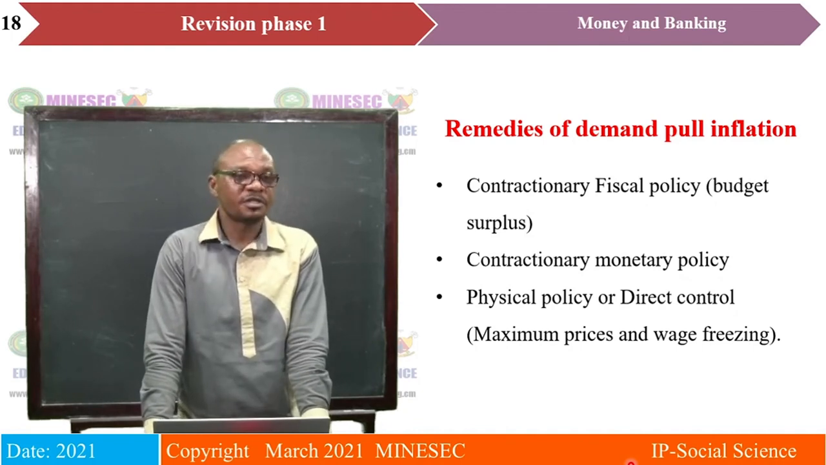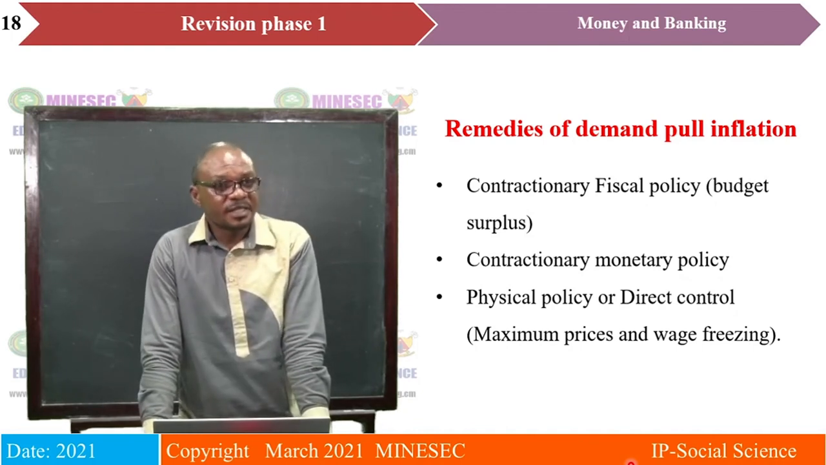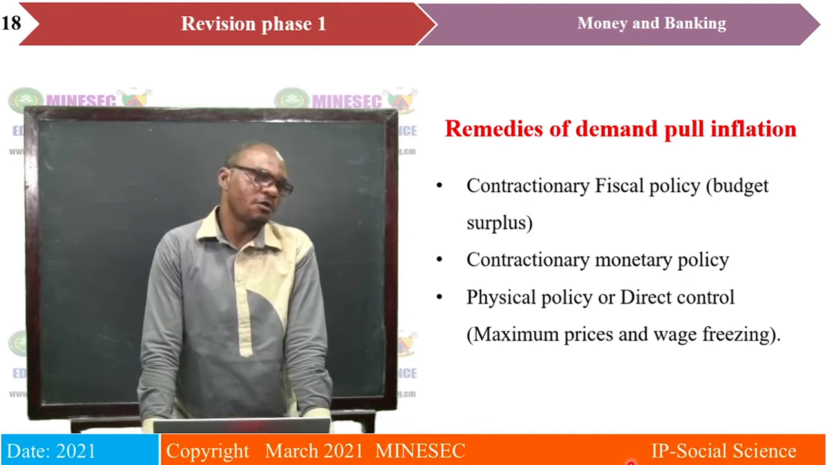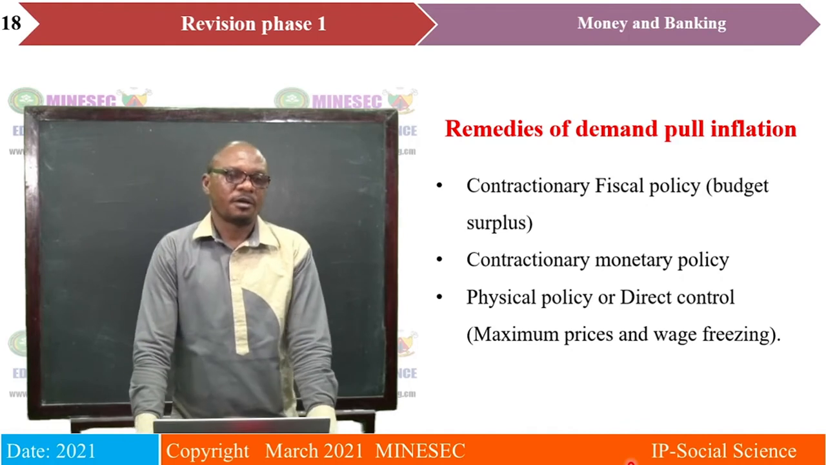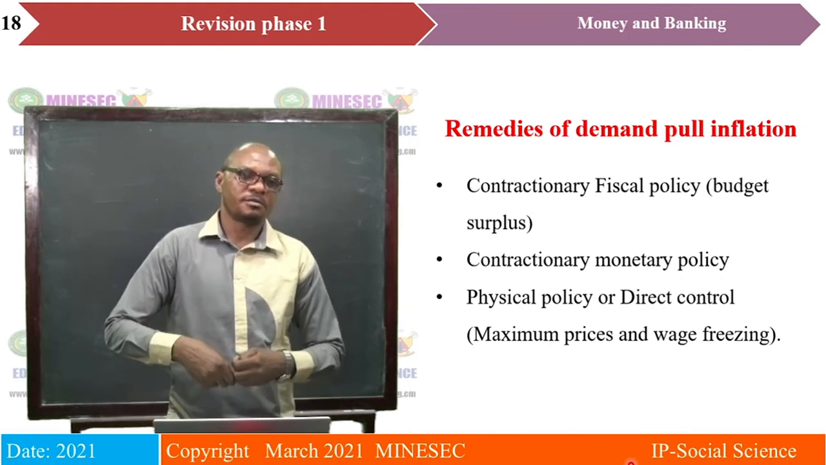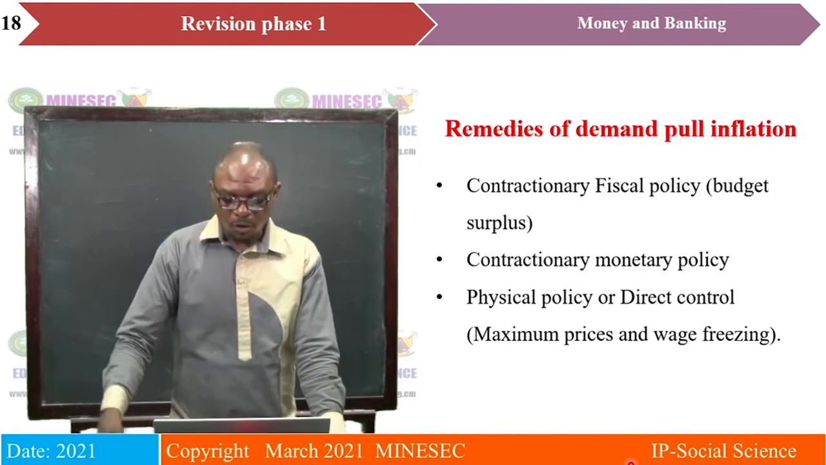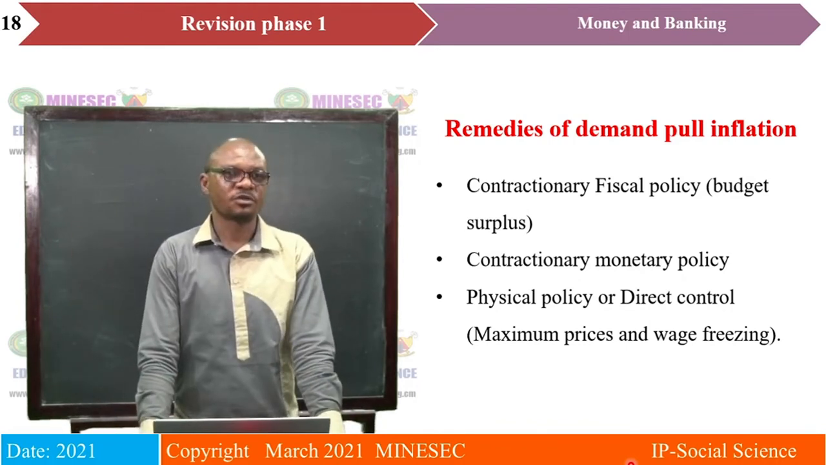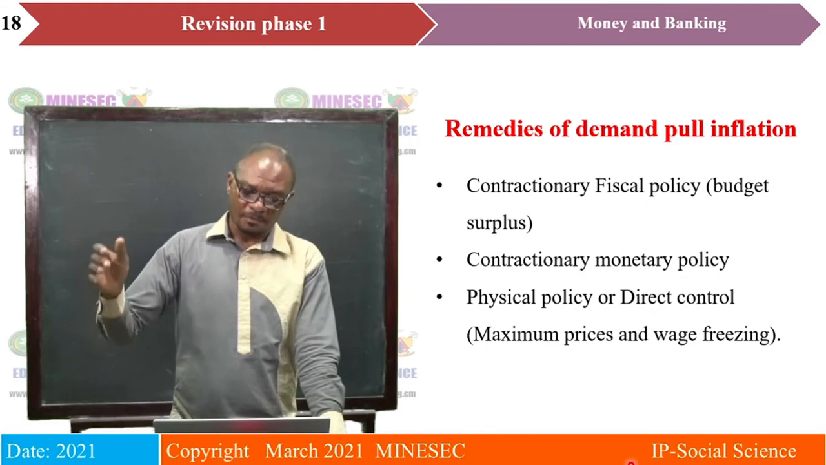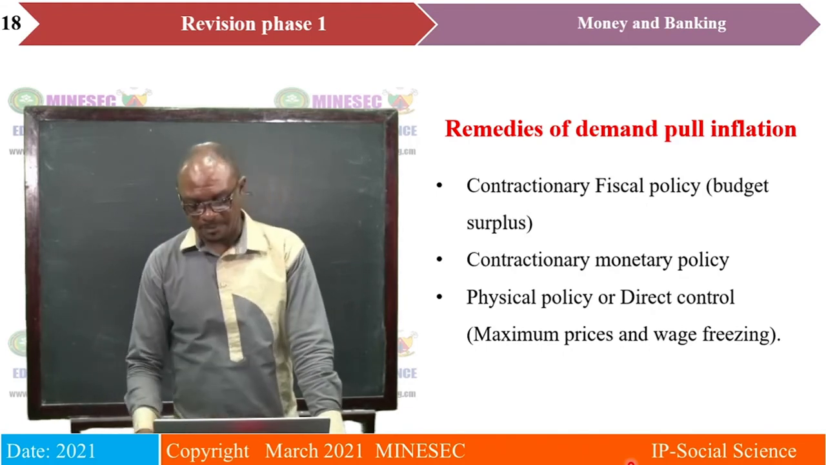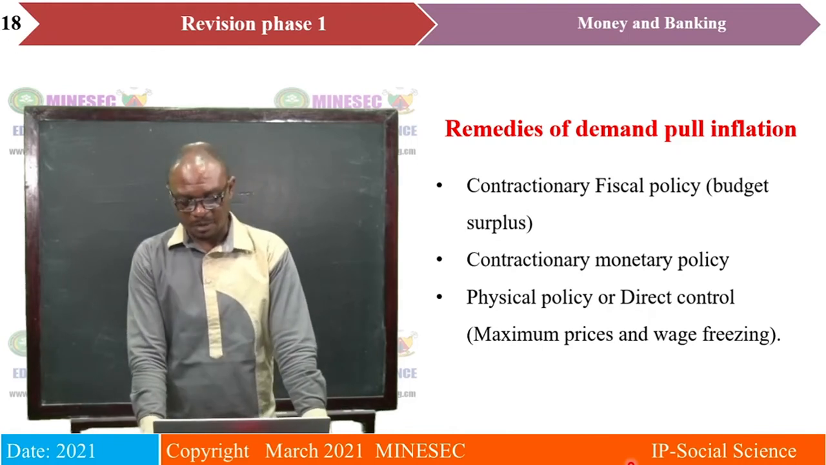Contractionary monetary policy will be like increasing the minimum lending rate, increasing the cash ratio of banks, selling securities in the open market. So all these will reduce money supply, thereby preventing people from being able to pay high prices. So that reduces demand pull inflation.